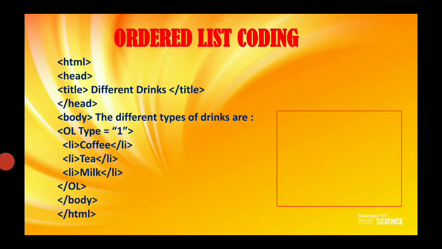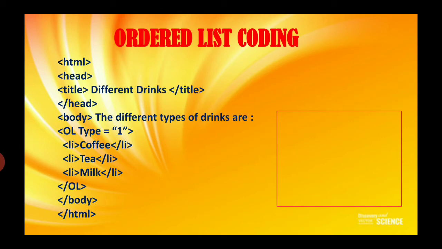Okay, so how you want to start, that you have to mention in the OL type. And then whatever names you want to write, you can write within list items, and you have to open the tag and close the tag of the list item, and those things will be displayed on the web browser.